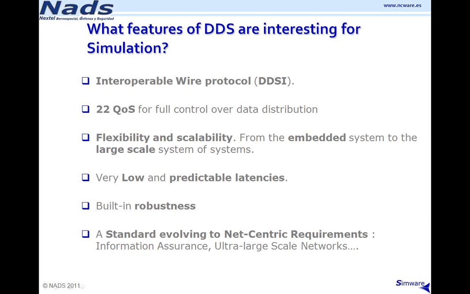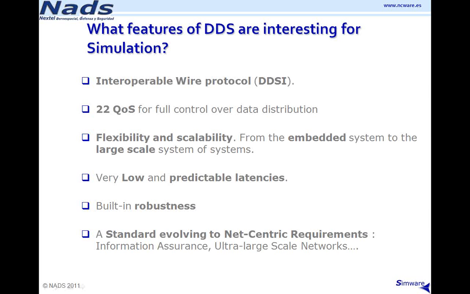Third, DDS has flexibility and scalability. Any node can join anytime in any kind of net. These late incorporations are not a problem. The new nodes can even receive all data stored in other nodes, what is called historical data. Fourth, DDS latencies, that is the time of retention of data by the system, are very low. They are also predictable, and so they can be dismissed.